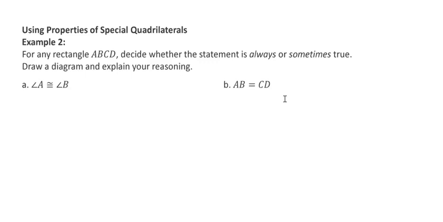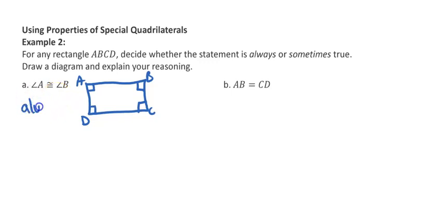Okay, using properties of special quadrilaterals, this is example 2. For any rectangle ABCD, decide if the statement is always or sometimes true. Draw a diagram and explain your reasoning. Same as last time, except we're going to make a rectangle. Remember, rectangles are parallelograms, but with right angles. I'm just going to draw it the best I can real quick and label it A, B, C, D. It wants to know if angle A is always congruent to angle B or sometimes.